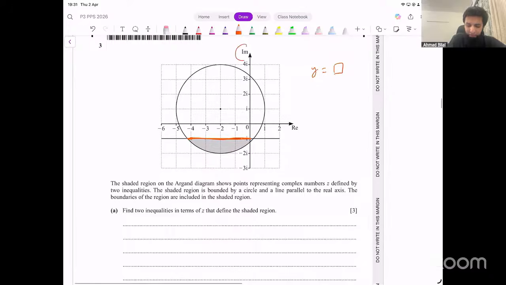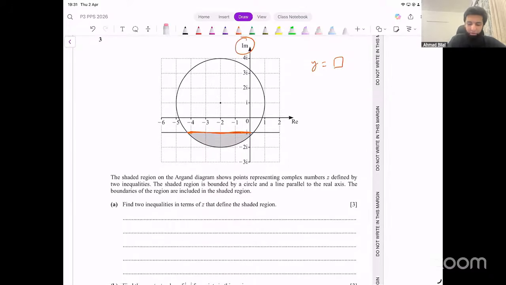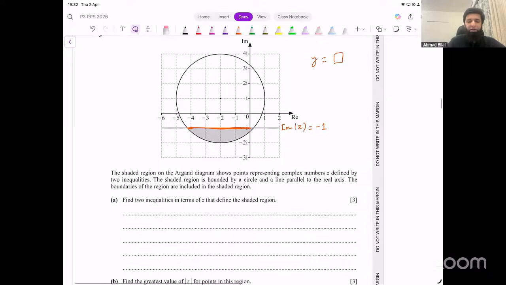On the vertical axis, we have the imaginary part of the number. So we could say imaginary part of z equal to something, equal to what? This number is negative 1. So imaginary part of z equal to negative 1, that will be the equation of this horizontal line that we've got. So what would the inequality be? We need to be below this line, right? So the inequality that we get from that is that the imaginary part of z is less than or equal to -1. That's one inequality that we get.